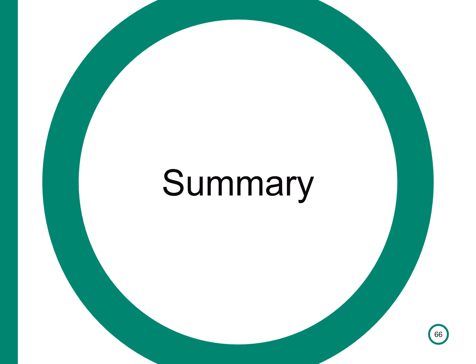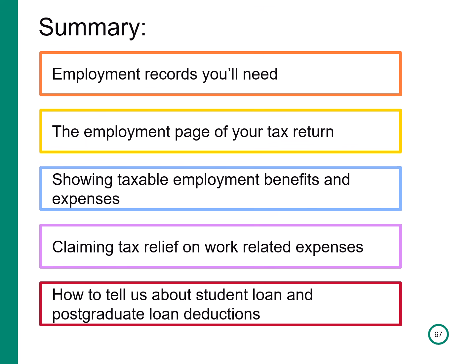We're nearly at the end of the webinar now. Here's a summary of what we've covered today. In today's webinar, we looked at employment records you'll need, the employment page of your tax return, showing taxable employment benefits and expenses, claiming tax relief on work-related expenses, and how to tell us about student loan and postgraduate loan deductions.